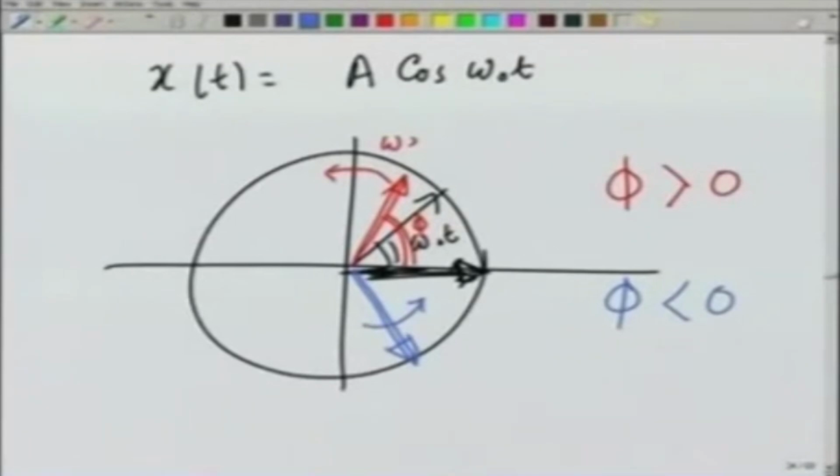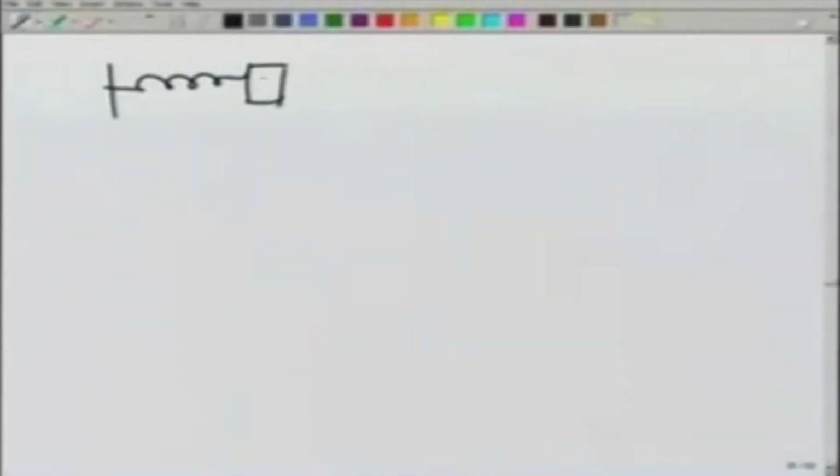Its projection on the x-axis would give me the displacement as a function of time. As I said earlier, I can choose the phase to be either between 0 and 180 degrees or between minus 90 and 90. It's one and the same thing. Let us then look at the earlier example of a spring mass system where we had 4 initial situations which were different.